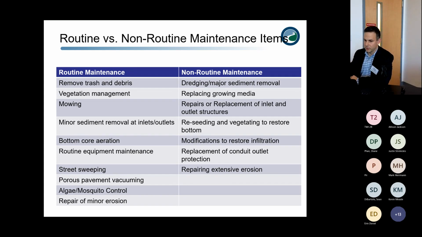And this is just a listing of routine versus non-routine maintenance items. Routine things like removing trash and debris, mowing. Hopefully that would be more infrequent if we have more of a native landscape. Street sweeping, vacuuming of porous pavement would be a routine maintenance item that you have to go in there and do.